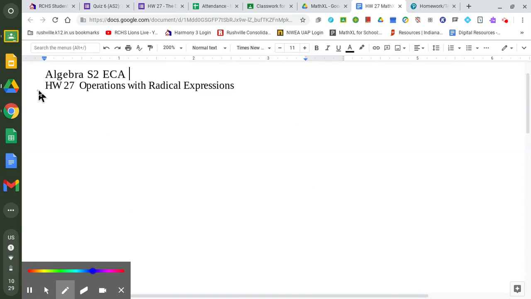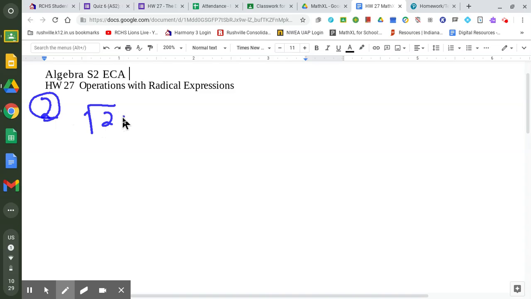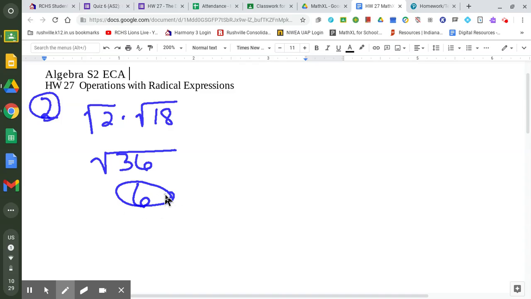Example 2. We have 2 radicals. We are going to multiply those together. So the square root of 2 times the square root of 18, square root of 36. And you can do a factor tree, but you could also see, is the square root of 36 a perfect square? And it is actually 6. So that's all you would have to do with that one.